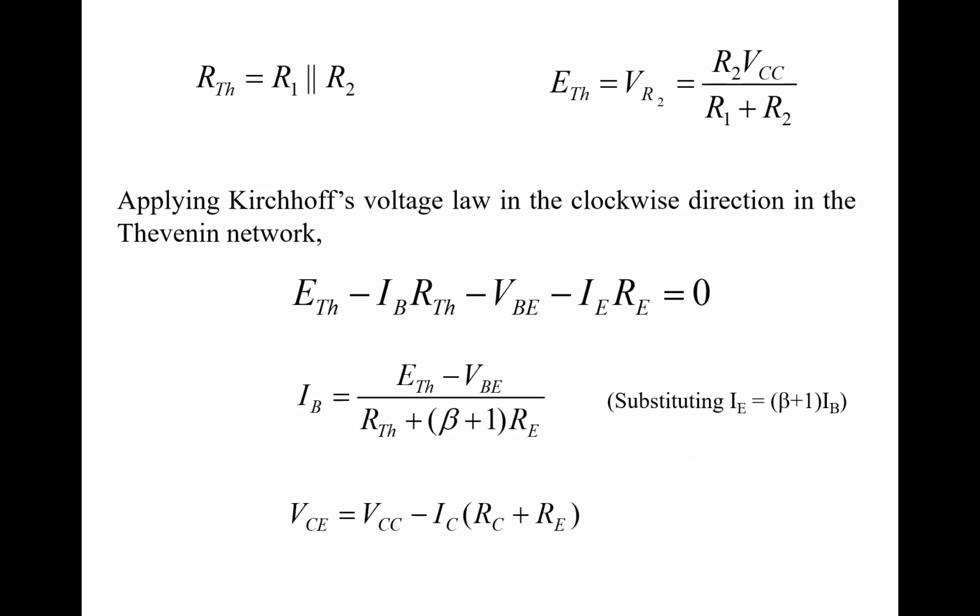Applying the KVL for the input loop gives E Thevenin minus IB R Thevenin minus VBE minus IERE is equal to 0. See, from this expression we are going to calculate the input current IB. IB is equal to E Thevenin minus VBE by R Thevenin plus 1 plus beta times RE. And then apply the KVL for the output loop for determining the VCE. VCE is equal to VCC minus IC into RC plus RE.